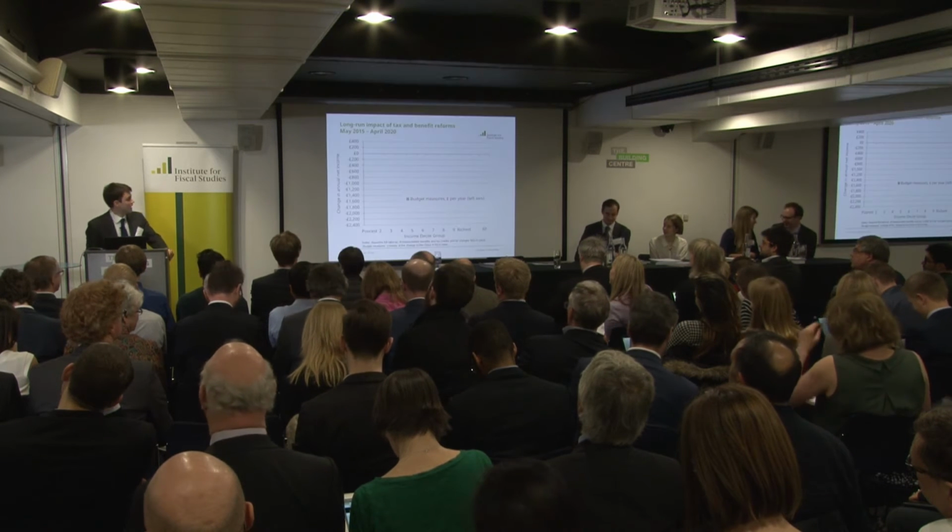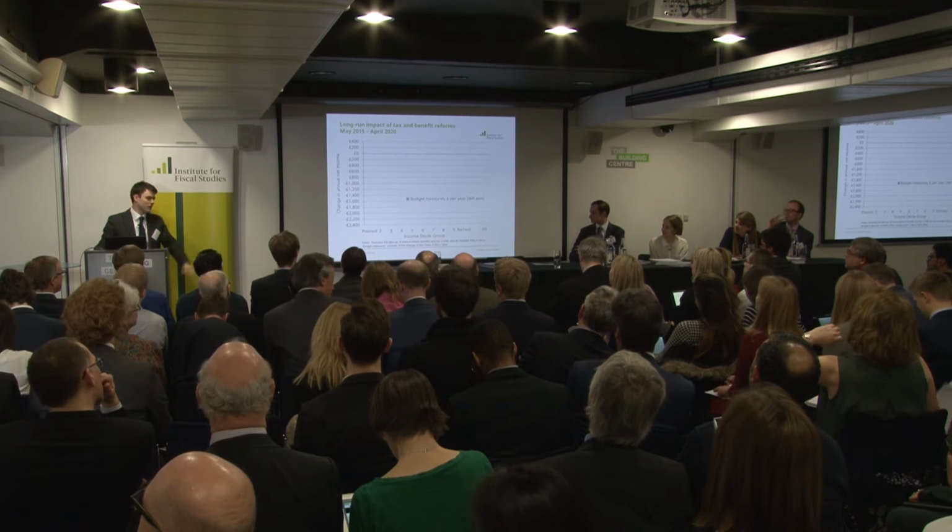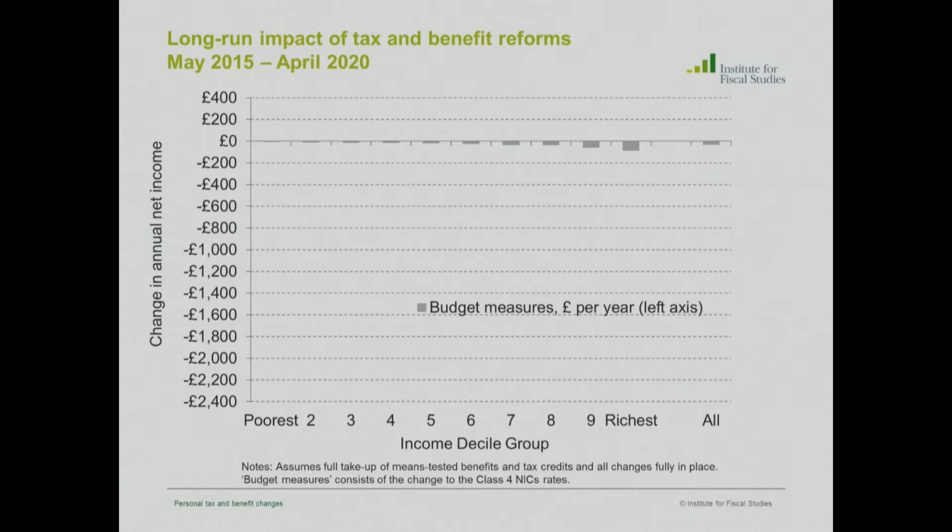I'm going to start by looking at a classic IFS decile chart. So here we've got the whole UK population lined up with the poorest on the left and the richest on the right. And first we're going to show in cash terms the effect of the measures announced yesterday, which turns out to be one measure, the Class 4 NICs measure that we can model, and it looks like that.